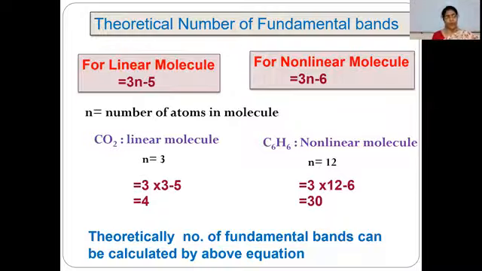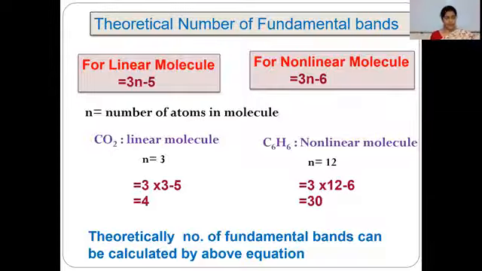Carbon dioxide. Carbon dioxide is a linear molecule, so we can apply the equation 3n minus 5. According to this equation, the number of atoms is 3. 4 fundamental bands are possible in the carbon dioxide molecule. This is the theoretical value of fundamental bands.